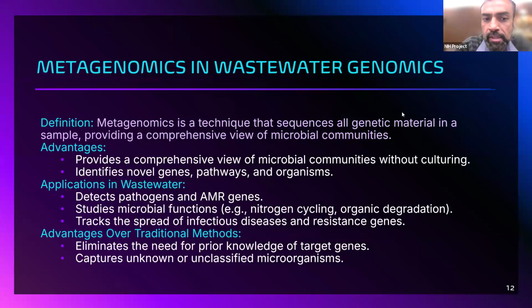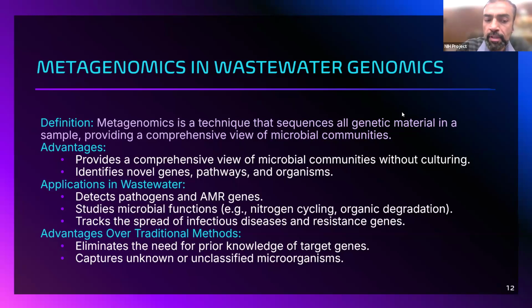So metagenomics is a technique that sequences all genetic material in a sample, providing a comprehensive view of microbial communities. What are the advantages? We don't have to deal with particular targets, and we can scan all the genomes which are present in the wastewater. It provides a platform so that we can scan all the genes. We can detect pathogens, AMR genes, microbial functions, and track the spread of infectious diseases.